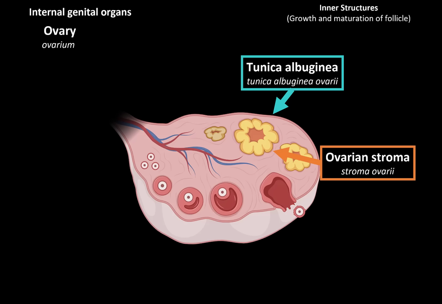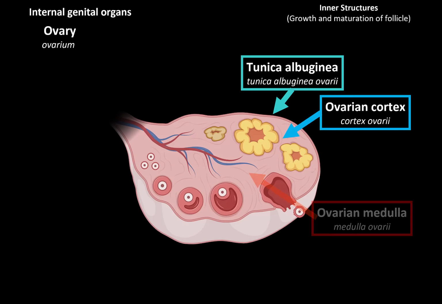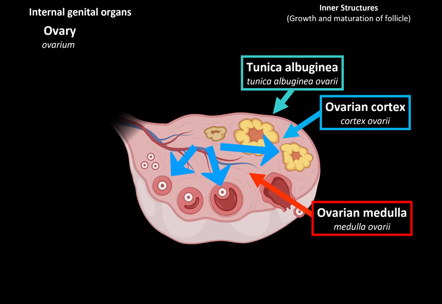The ovarian stroma forms the ovarian cortex and the ovarian medulla. The ovarian cortex is the outer region where the follicles rest and develop and mature. So this is the primary site of the ovaries. The ovarian medulla is the middle part of the ovary, and it contains loose connective tissue with many blood vessels and lymph vessels and nerve fibers.